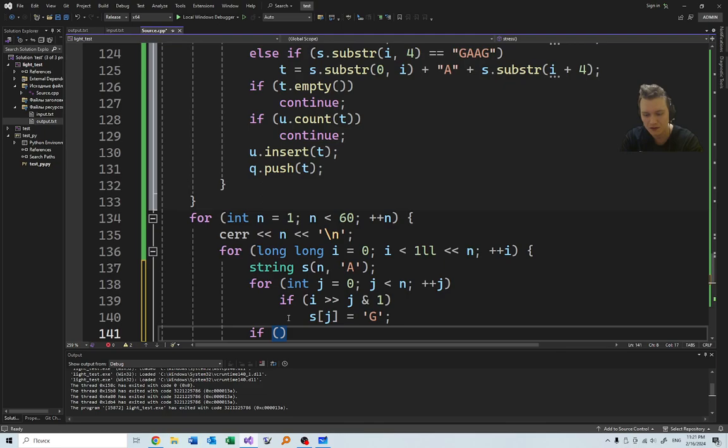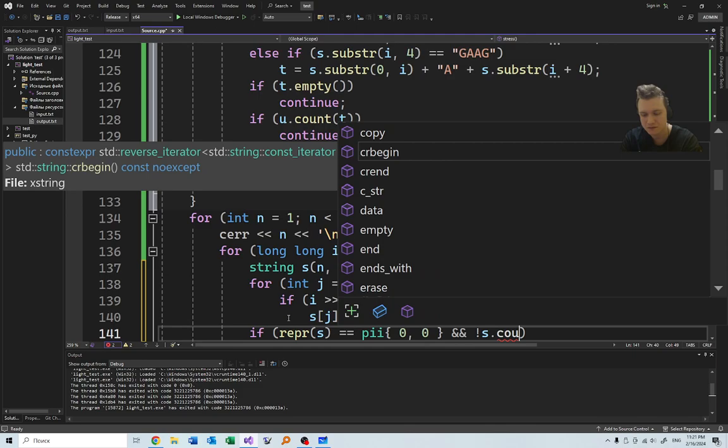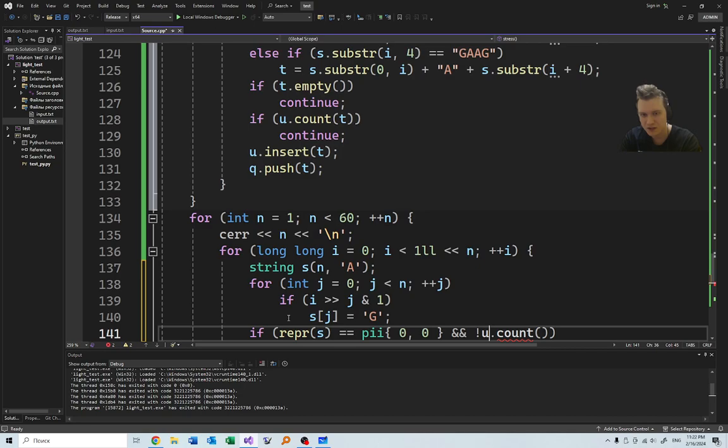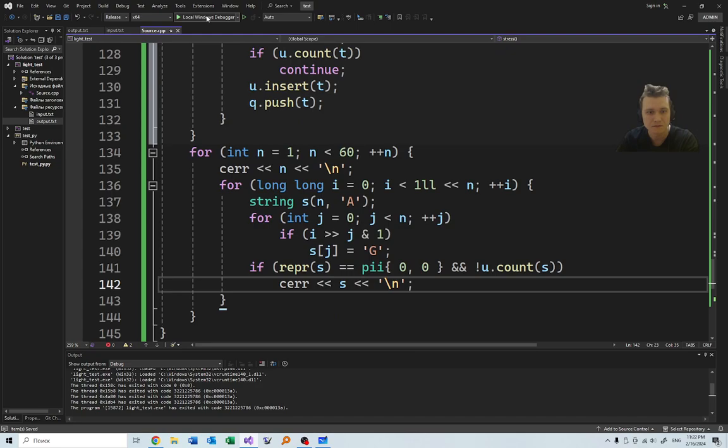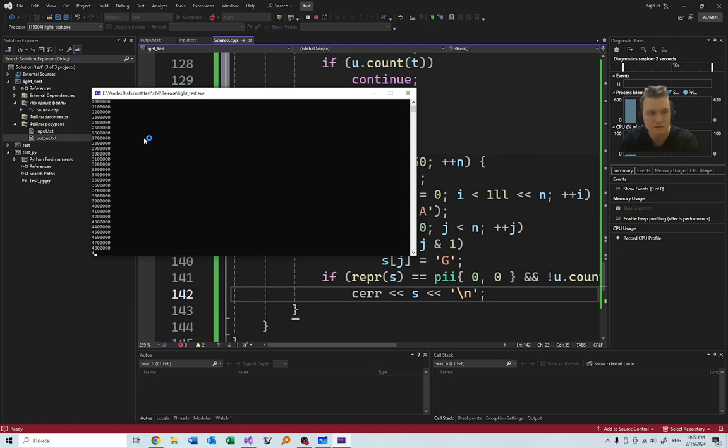Now if wrapper s equals 0, 0, but s does not contain, not s but u does not contain the string S, we print it. Okay, are there short strings or not? GGGAAA? Well, GGGAAA.